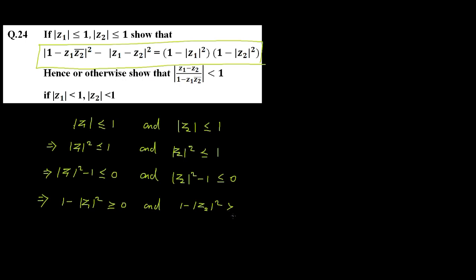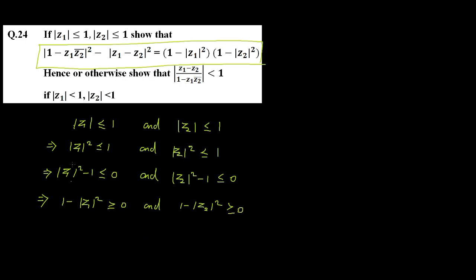We can rewrite this: |z1|² − 1 ≤ 0 and |z2|² − 1 ≤ 0. That also can be written as 1 − |z1|² ≥ 0 and 1 − |z2|² ≥ 0.